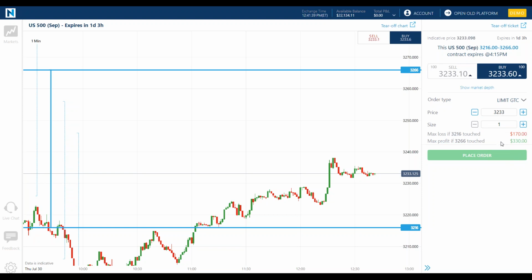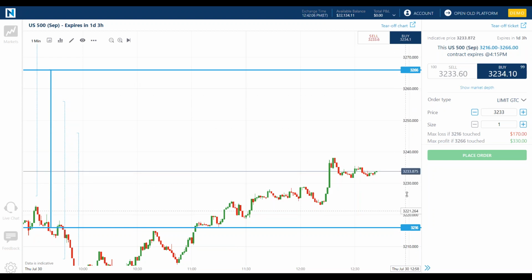Now, this begets the question, what happens if from this point forward, this has got 1 day and 3 hours, what if it doesn't touch either one of those? Let's say it stays in this range between 32.16 and 32.66. Well, in that case, when it settles, it will settle somewhere in this range.